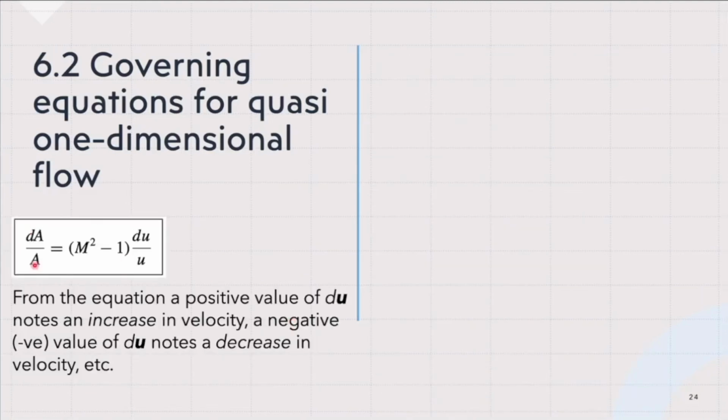So this is the expression from the equation. A positive value of du, this change in velocity, denotes an increase in velocity. So when we see a positive value of du, there will be an increase in velocity. When there is a negative value of du, we note that there will be a decrease in velocity.